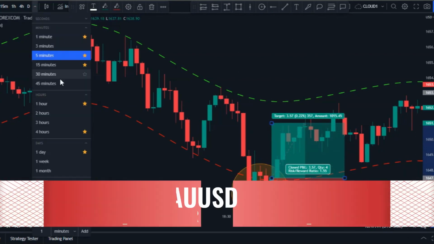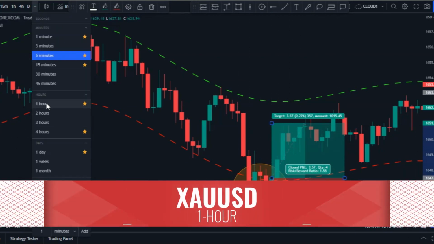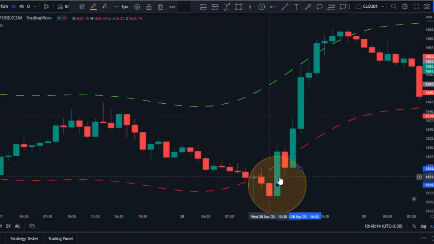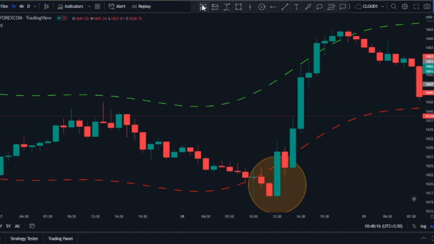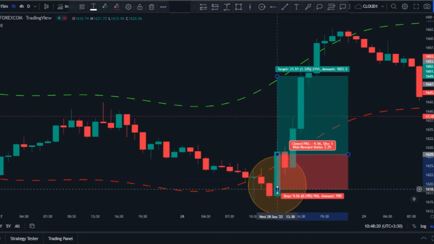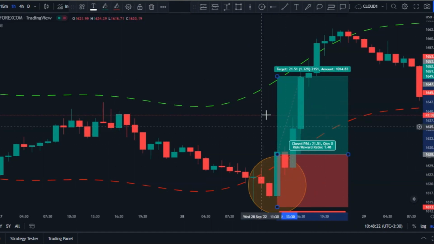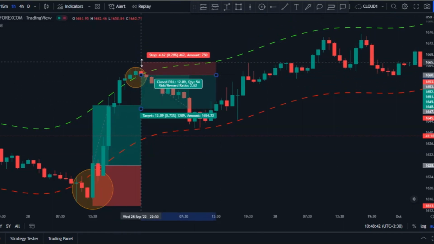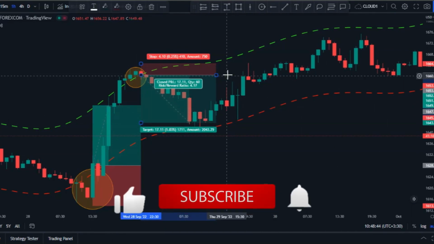Now let's check out gold 1 hour time frame. There's also another buy signal here because the price action is outside of the band and there's a green candle here, so our buy signal is confirmed and we can place our buy order. And also here's another sell signal because the price action is outside of the upper band and then a red candle appeared, so we can place our short order.